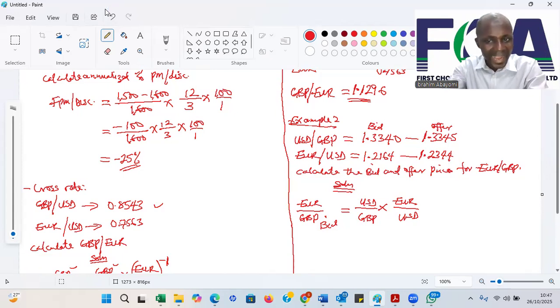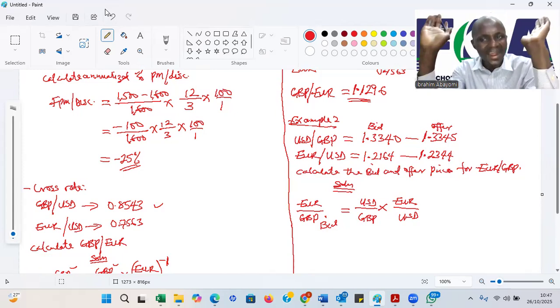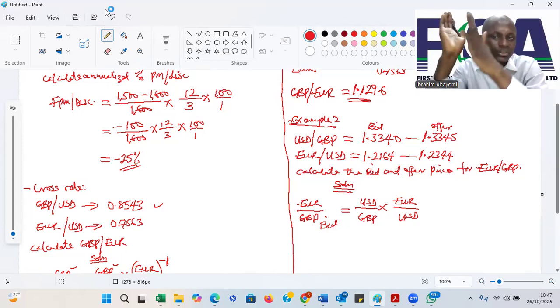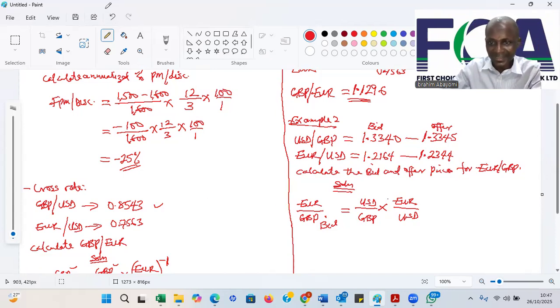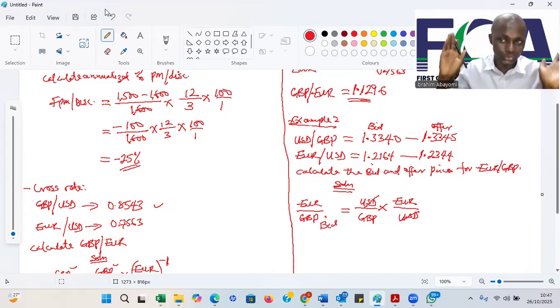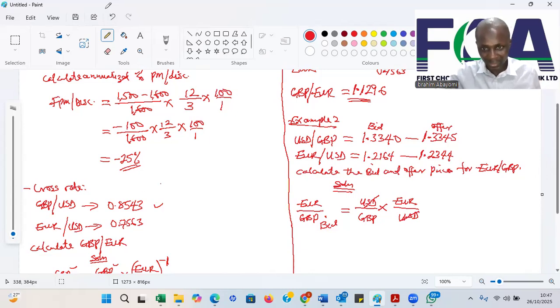Now, here, I don't need to invert. Can you see that from this arrangement, the USD cancels out? So I can just do this straight without any inversion. I don't need to invert anything. When I wrote the quotations out, I discovered that the USD can cancel USD. No inversion is needed for this particular solution. So what do I need to do now?